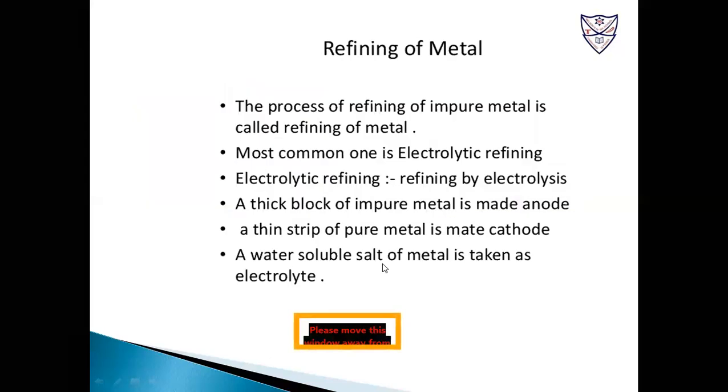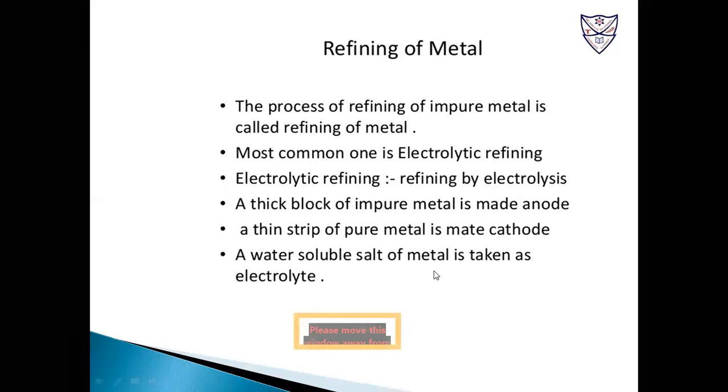Now refining of metal. The process of refining impure metal is called refining of metal. Refining, the word you know, means purified, right? So the most common one is electrolytic refining. In electrolytic refining, a thick block of impure metal is made the anode, and a thin strip of pure metal is made the cathode.